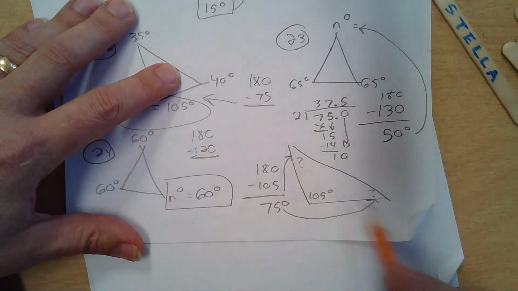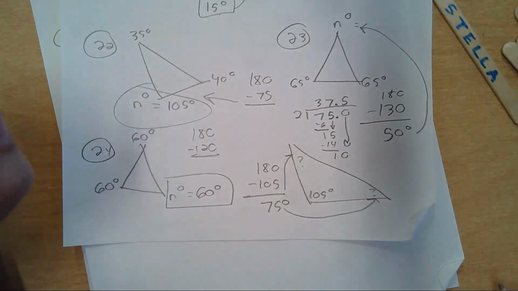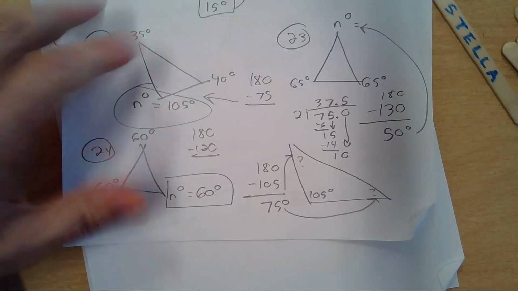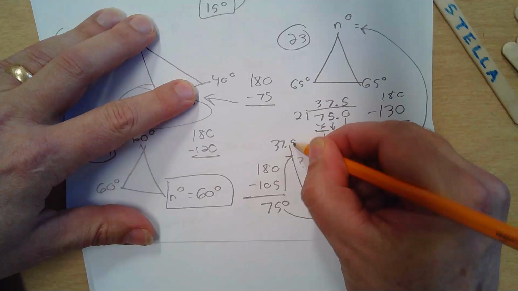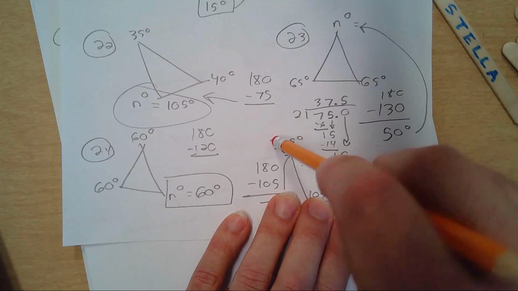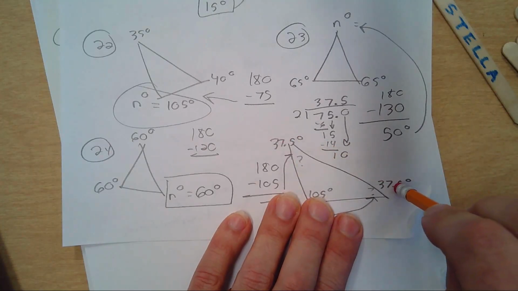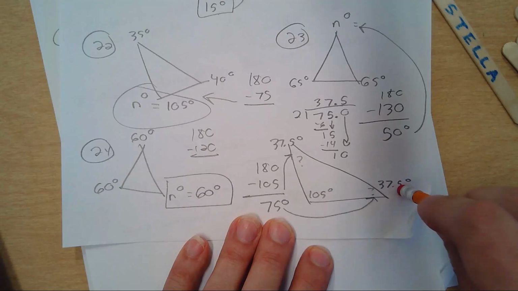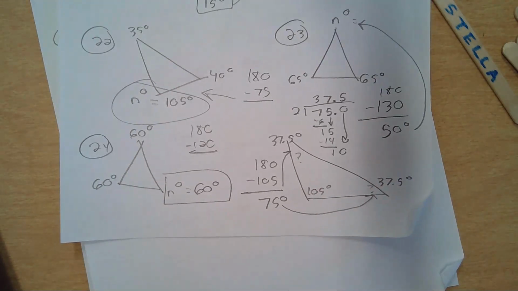So what's the missing measurement for both of these here? 37 and 5/10. That one's 37 and 5/10, and that one's 37 and 5/10. 37 and 5/10 plus 37 and 5/10 is 75. 75 plus 105, there's my 180 degrees. See, you could do it.